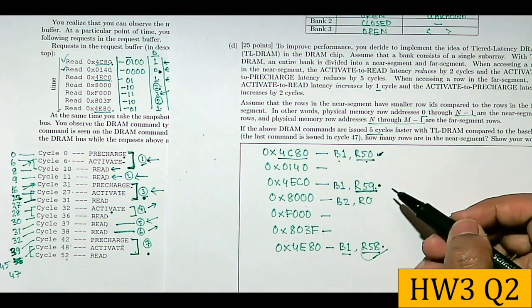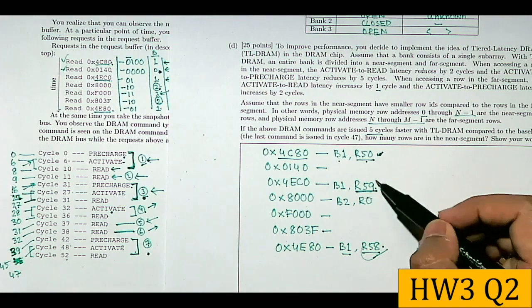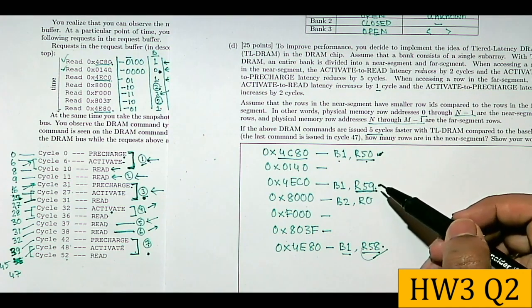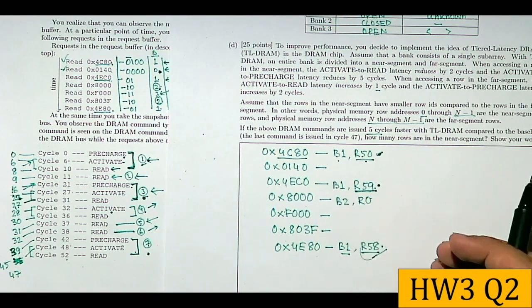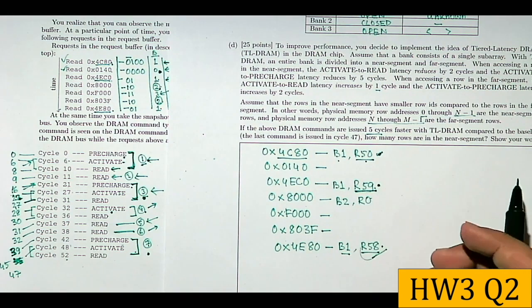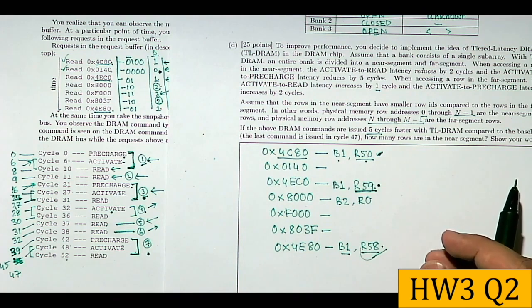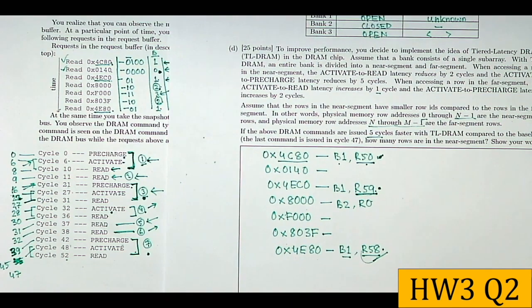So that means rows 0 to 58, 59 rows, are actually in the near segment. But what if you don't have 59? Then you don't know the boundary, right? Then we are expecting not an exact answer, but a bound. Make sense? But for this question, it's completely definite that 58 is a boundary. Make sense? Okay, fine. That ends my session.